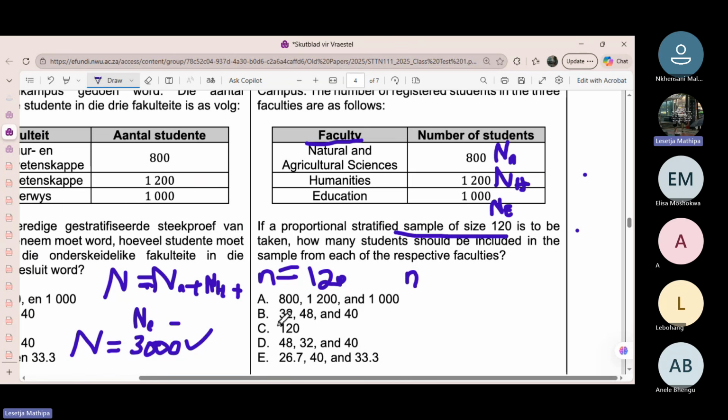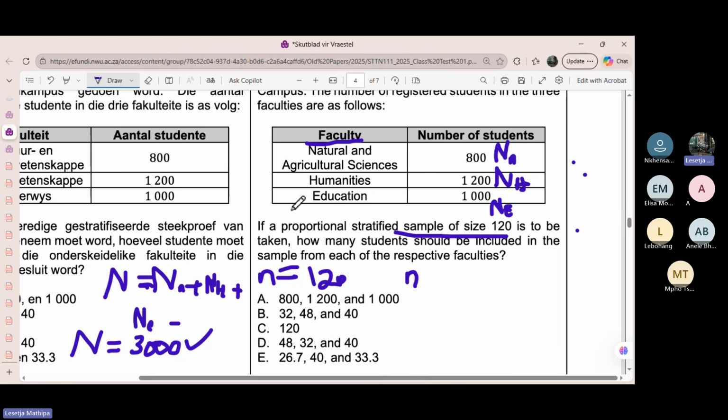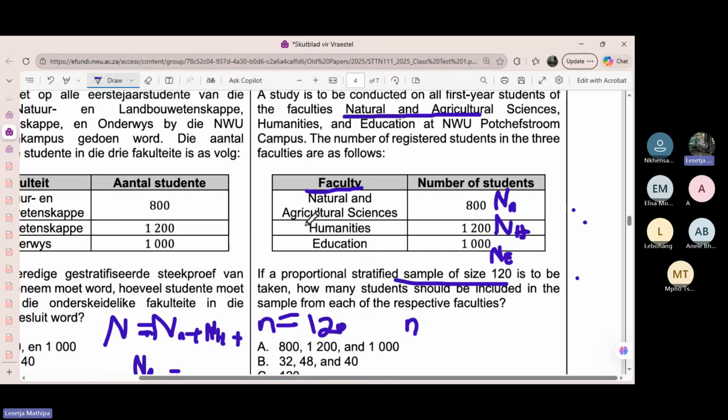Before you can even see that the answer is A, B, C, let's work it out. Let's start. Which formula are we going to use?